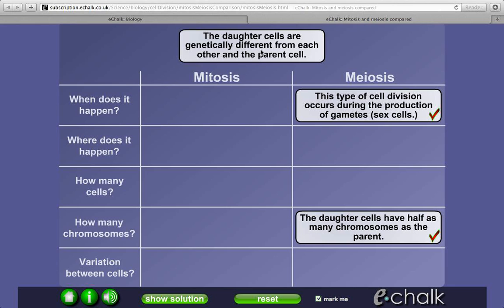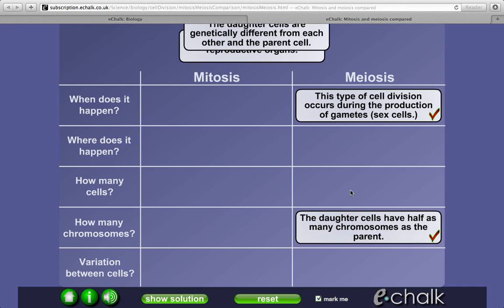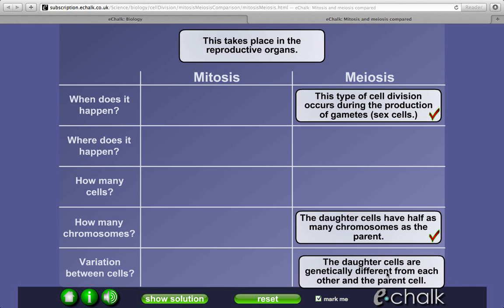The daughter cells are genetically different from each other and the parent cell, while mitosis is genetically identical. Remember, when we're thinking about mitosis, a really easy way to remember it is think about your toesies, your mitoses, your toes. Are they made of sperm and egg? No. They are just normal cells which are all identical to each other in terms of the number of chromosomes they have and the genetic variation. Okay, so mitoses are made of normal cells which are genetically identical. They're not made of sperm and eggs, which are the gametes which meiosis produces. So genetically different has got to be meiosis.